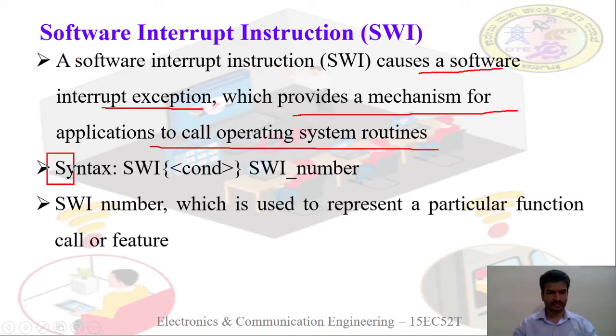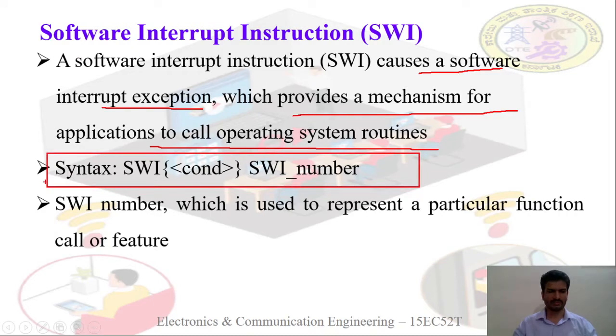This is the syntax of the SWI, software interrupt instruction. SWI, followed by the condition, which is optional, and then we need to mention some number, the software interrupt instruction number. The SWI number is used to represent a particular function, call or feature.